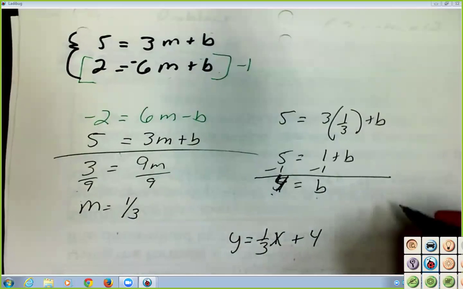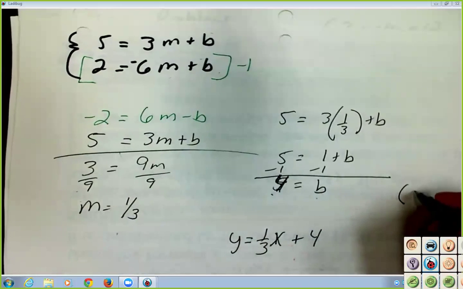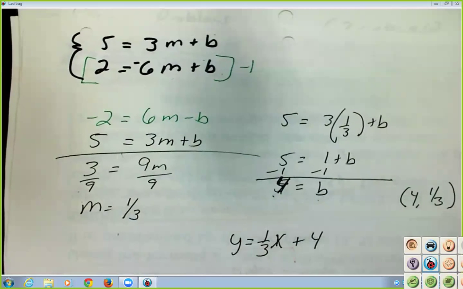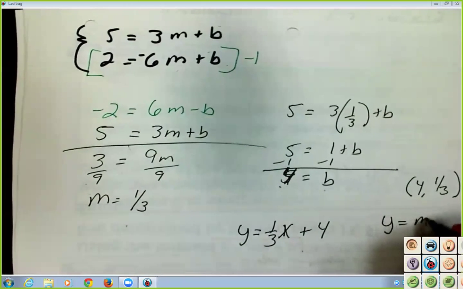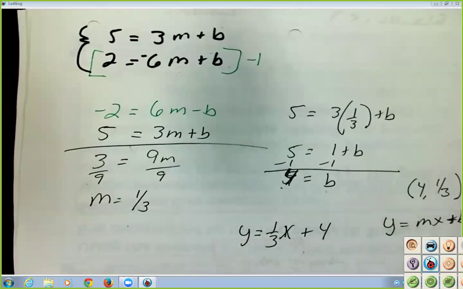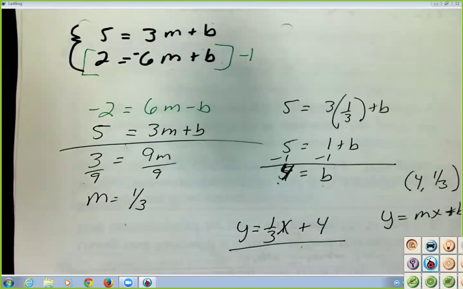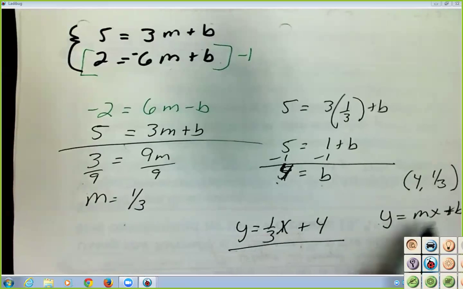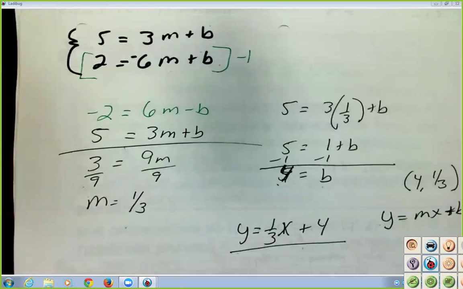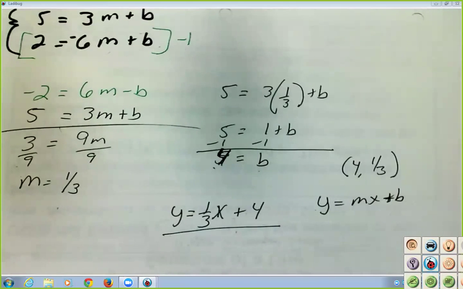But instead of writing this as the value of 4, 1/3, if I go alphabetical, I don't want to do that. I want to plug these back into my y equals mx plus b, because I want an equation of my line. So to get my equation, I plug those pieces back in for m and for b and come up with what my solution would be. So that would be what you'd end up doing with that.